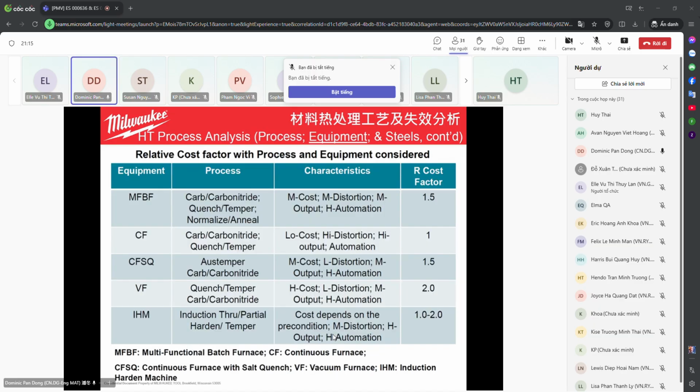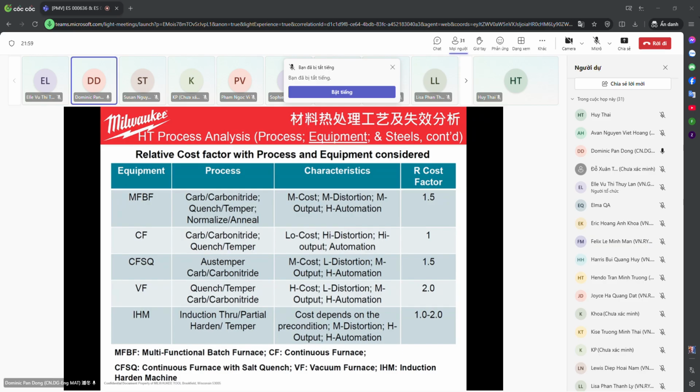So here we go back to this summary table. It tells us each different piece of equipment and what the cost is. We can see in this table, the continuous mesh furnace is the lowest price, that is baseline 1. And the multifunctional batch furnace is 1.5, that means 50% higher than the mesh furnace. Then for the austempering, also pretty high cost, close to the multifunctional batch furnace. Vacuum, surely higher cost. It's about 2 times the continuous mesh furnace.